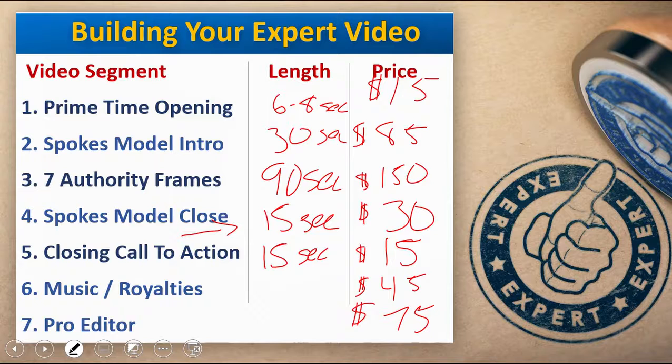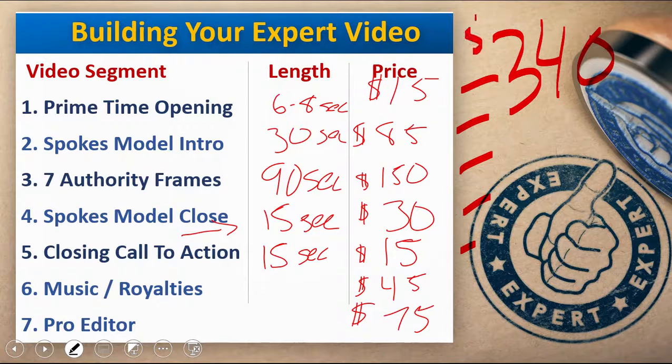So let's add all this up. 15 plus 85 is 100, plus 150 is $250, plus 30 is 280. Plus 15 is 295. 295 plus 45 is 340 at this point. Plus we need the editor. Another $75 is $415 to get one done.